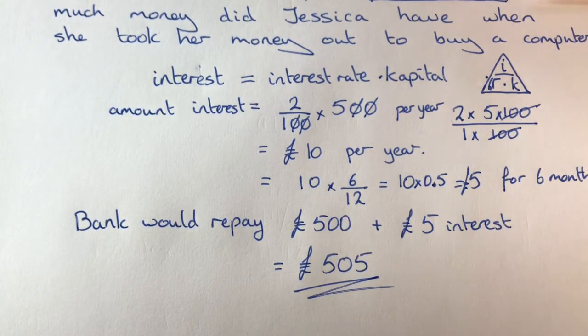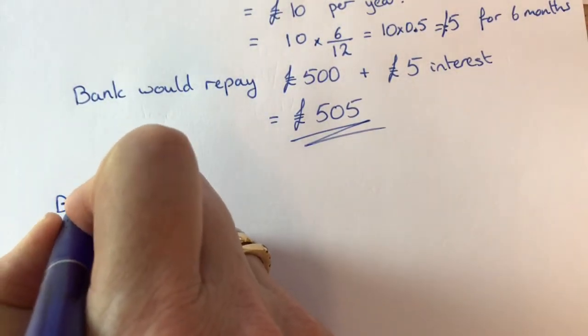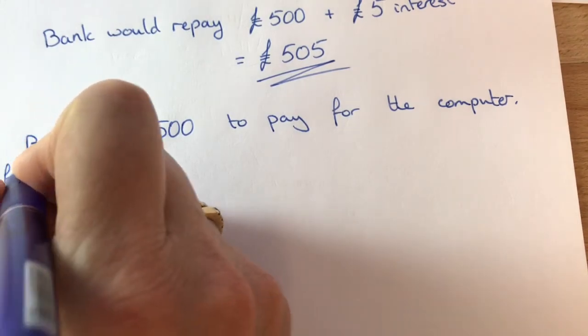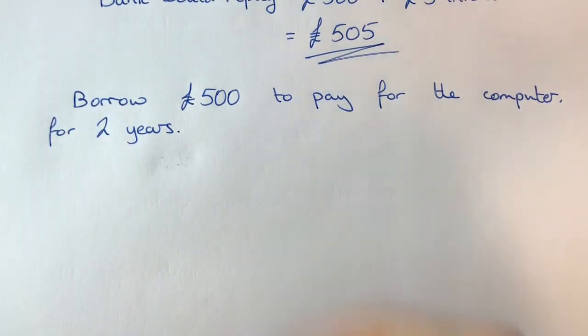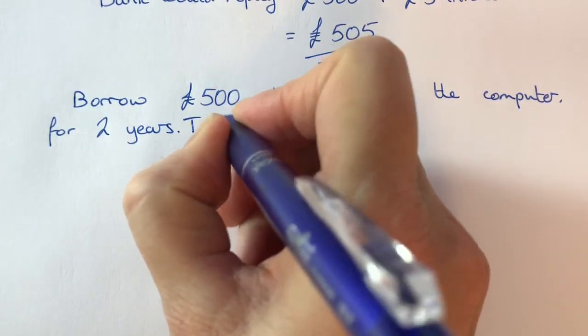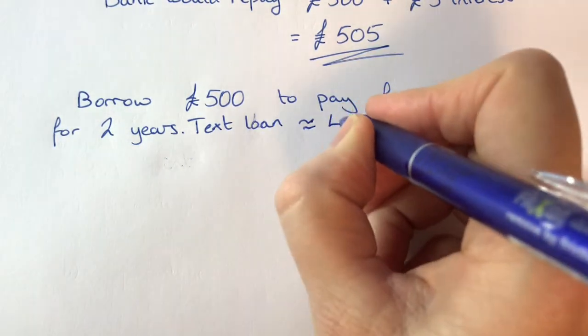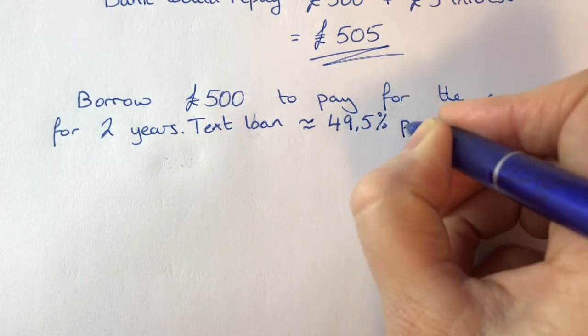That would be very different to if she actually took a text loan from her phone or something like that. Let's say that she actually wanted to borrow £500 to pay for that computer. And let's say that she borrowed that money for 2 years. A text loan that you can get on your phone, they're often approximately 49.5% per year.